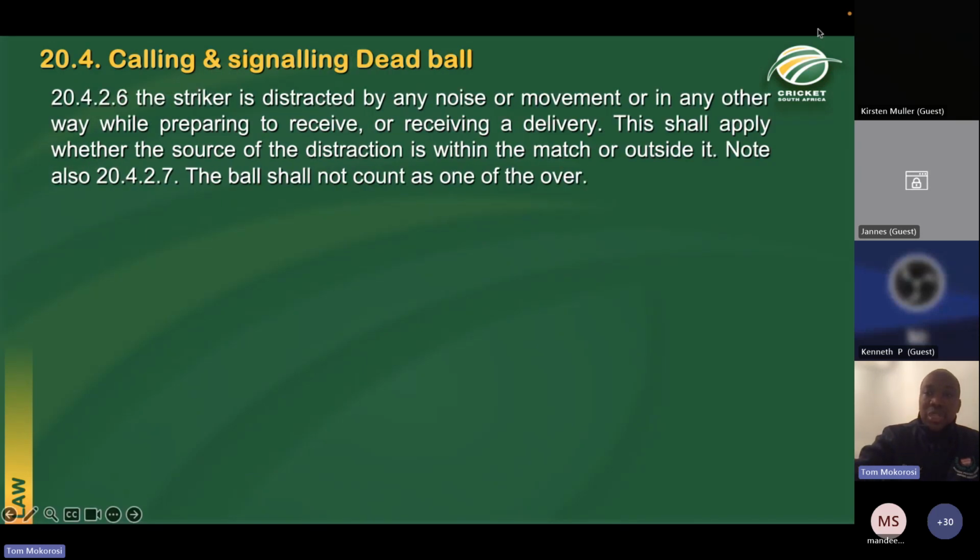If we can all remember to keep our microphones on mute, please, to avoid distractions for the other candidates.